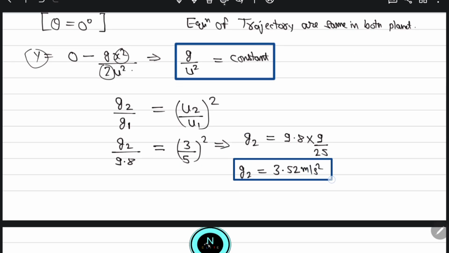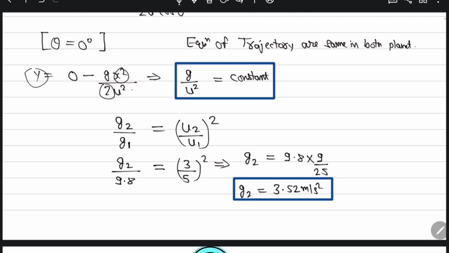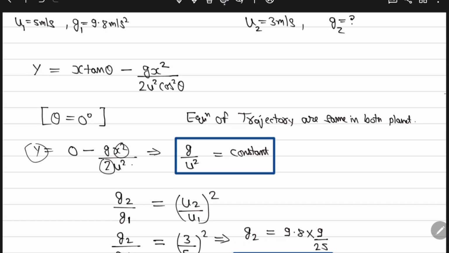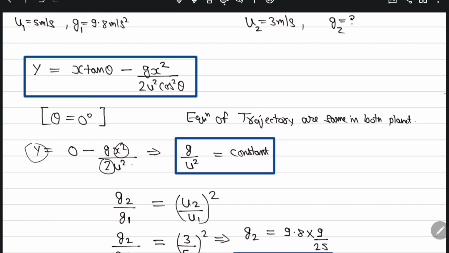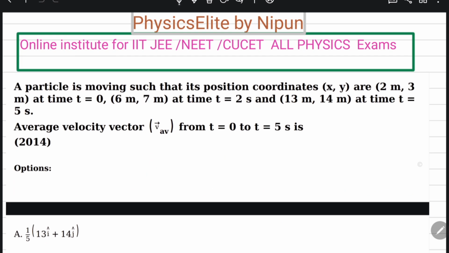So which option is correct? Option first. Understand now? This is a quite good question. They wanted to see whether you know the equation of trajectory or not. If you know the equation of trajectory, then you are able to solve it, right? So I proceed to our next question.